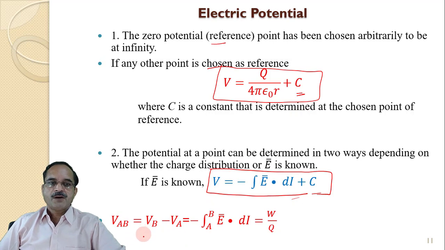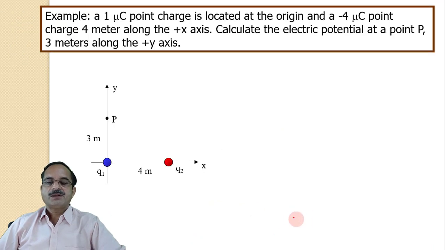So V_AB equals V_B minus V_A. This is the expression we have seen earlier, minus the integral from A to B of E dot dl, that is, work done per unit charge. So these were the various expressions for potential. Now let us see one problem.